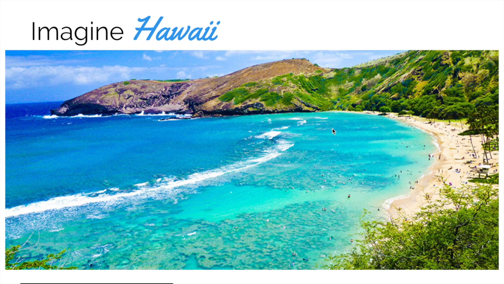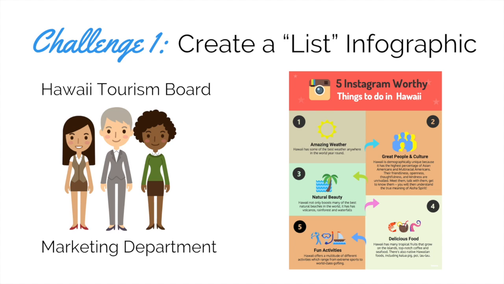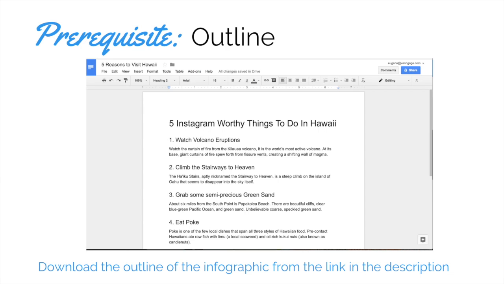Okay, for today's challenge, we're going to imagine that we're in Hawaii, specifically the Hawaiian Tourism Board, the marketing department. We're trying to create an infographic to attract people to the island. And this infographic is entitled 5 Instagram-worthy things to do in Hawaii. So we've got 5 great things that I have listed out in a Google Doc that you can link to at the bottom, that you can click on it.